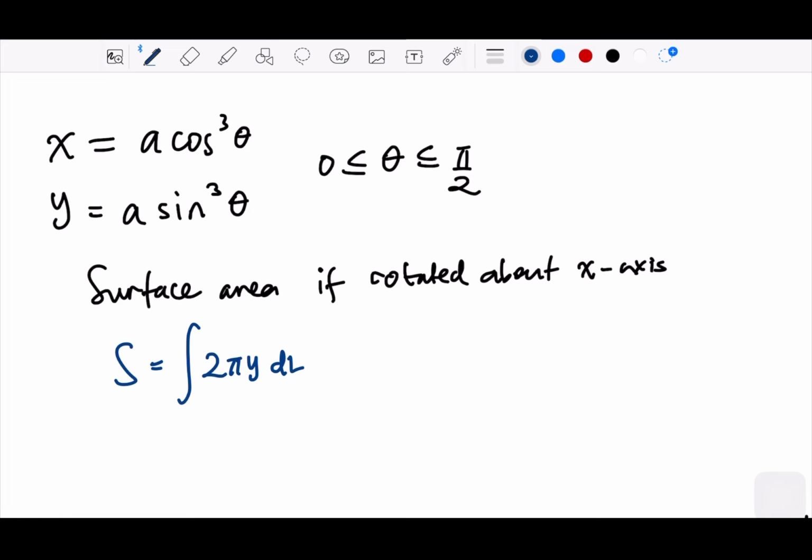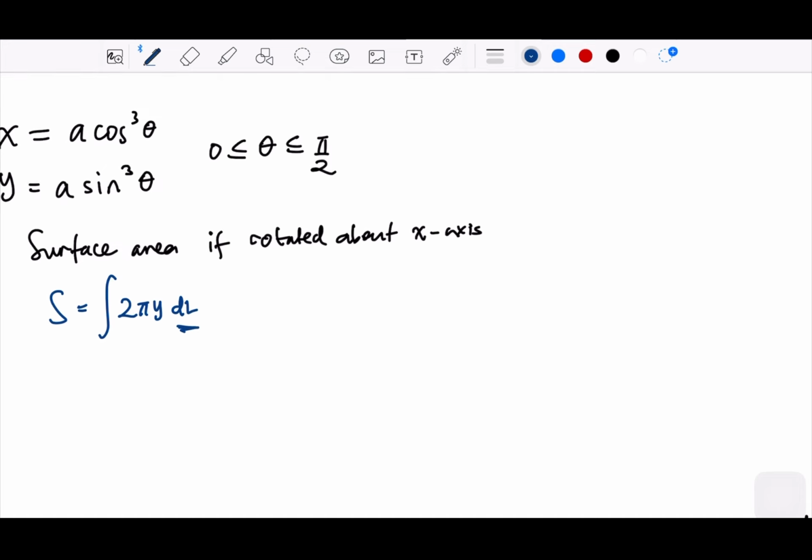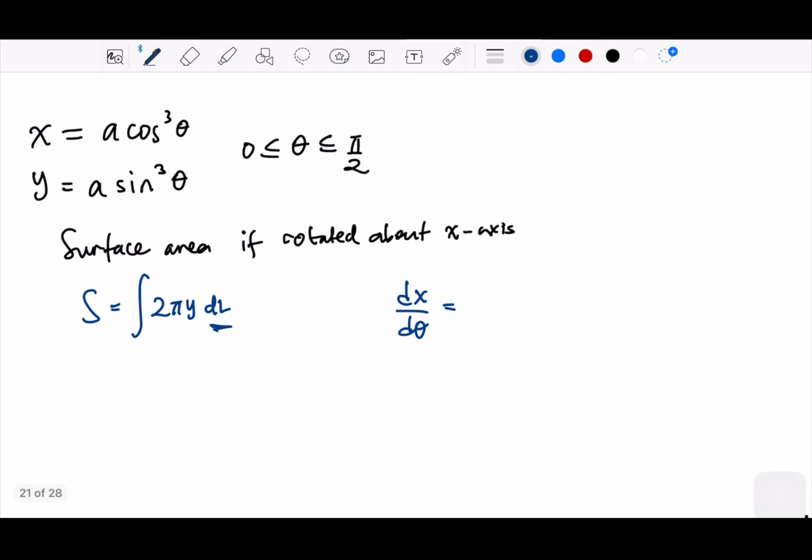Okay, and then we need to describe this dl, and to know that dl, we need to take each x and y and differentiate each of them. So dx/d theta becomes negative 3a cosine squared theta sine theta, right? And dy/d theta will be 3a sine squared theta cos theta. Okay.